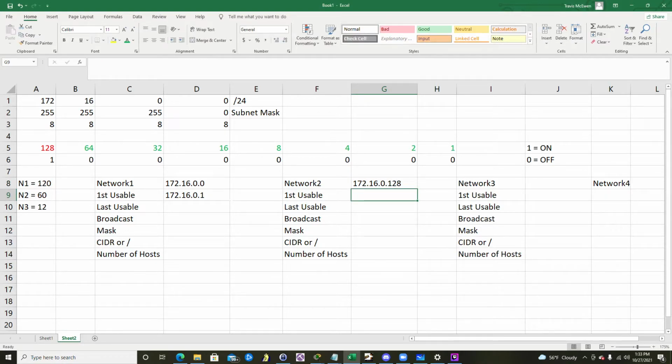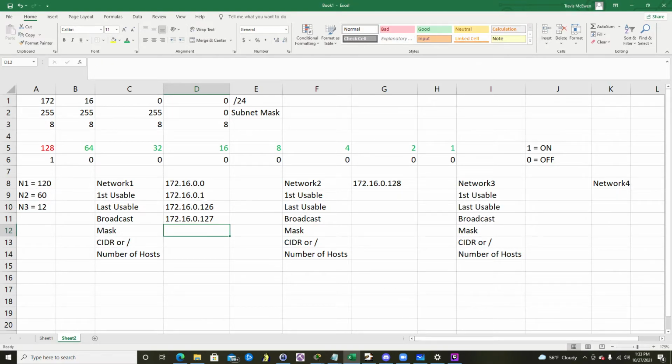So now that we have that, it makes it pretty simple to figure out our broadcast and our last usable. Our broadcast is just one less than the next network. So it's 172.16.0.127. And our last usable is just one less than the broadcast, which is 172.16.0.126.